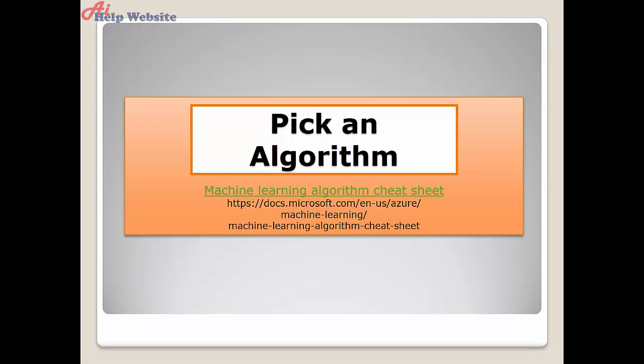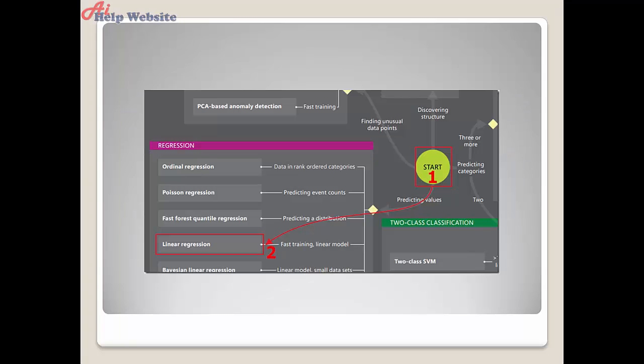Next, we'll pick an algorithm. So we will then go to the Microsoft Machine Learning Algorithm cheat sheet, which is located at the URL that you see on the slide. The way the cheat sheet works is you start at the middle there and you determine if you're predicting values or you're predicting categories, like true or false, or students who graduate or not graduate. In our case, we're predicting values. We're trying to predict a price, and we will then choose a regression algorithm.